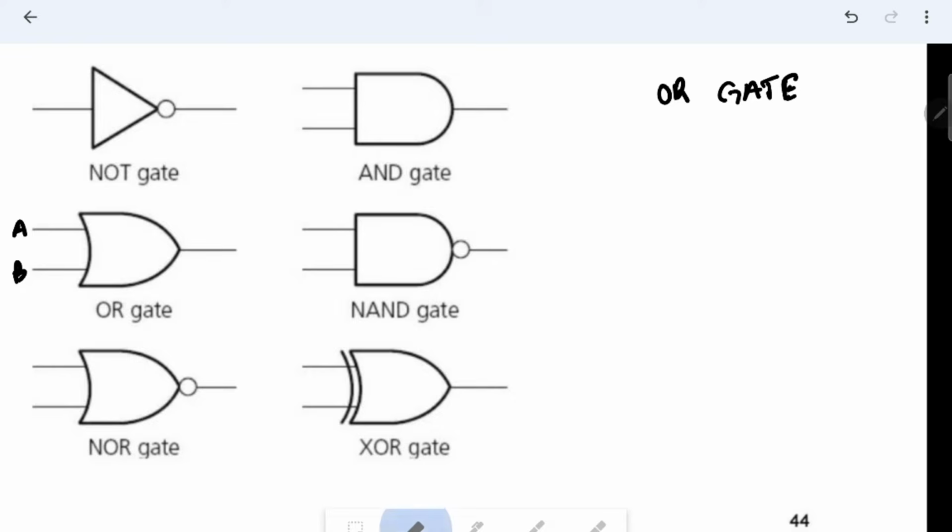The next one is the AND gate. With the AND gate, again, we have 2 inputs, A and B. The AND gate, I call it, is the multiplication gate.